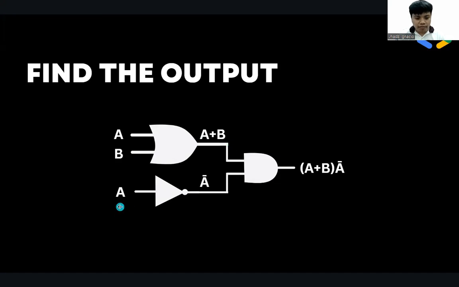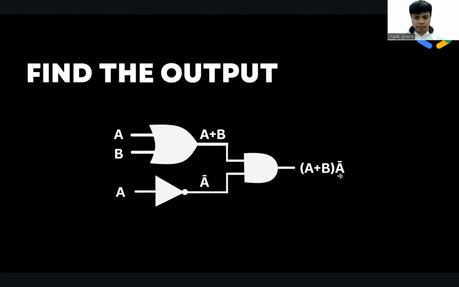On the other hand, we have the input A. Input A is connected to a NOT gate, resulting in A bar. So A connected to a NOT gate results in A bar. The bar at the top of the letter symbolizes the NOT gate. And finally, we have the A or B and the A bar connected to an AND gate, resulting in (A or B) A bar.